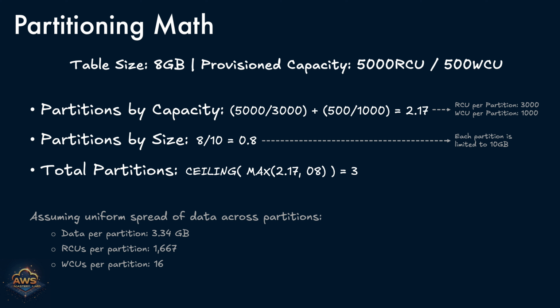Assuming a uniform spread of data and traffic across all three partitions in our DynamoDB table, each partition holds approximately 3.34 gigabytes of data. In addition, each partition has approximately 1,667 RCUs and 167 WCUs. Each partition is responsible for a manageable portion of the overall workload, both in terms of storage and throughput. This partitioning logic is crucial because it directly affects data distribution, performance, and scalability. Properly understanding how your table's size and throughput influence partition count helps you design more efficient schemas and avoid issues like hot partitions or throttling.